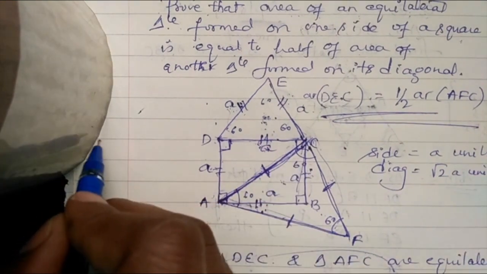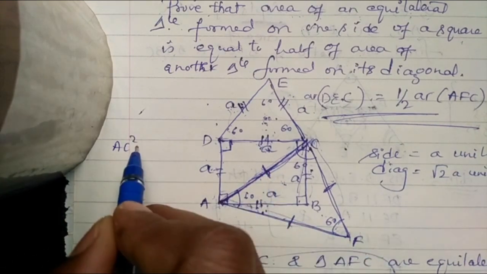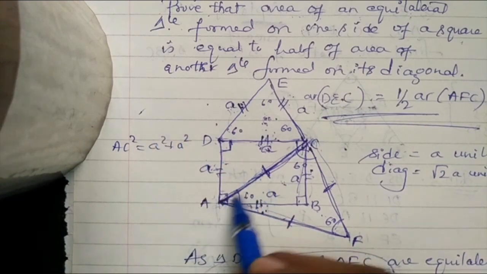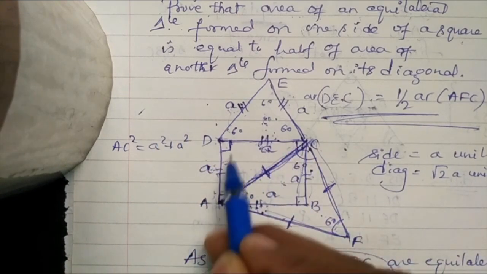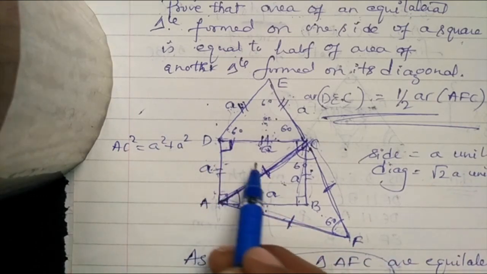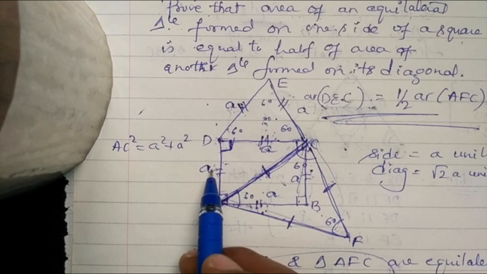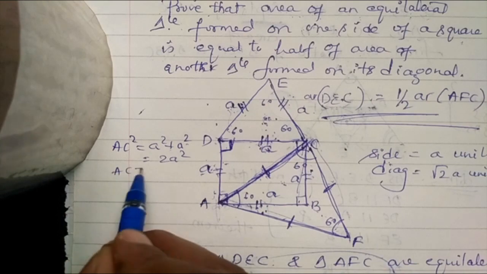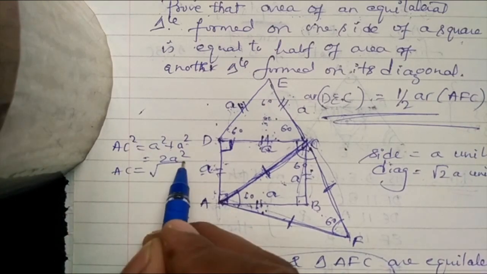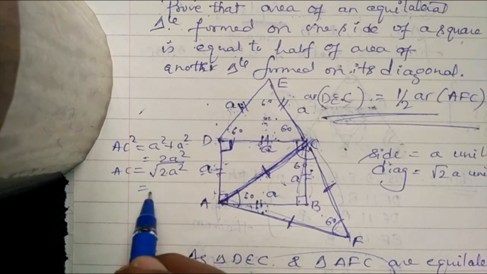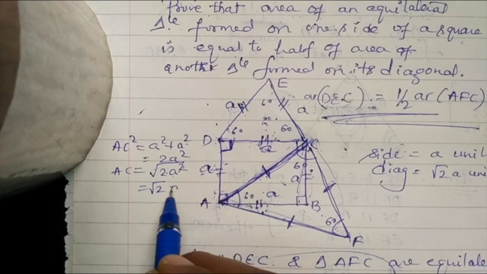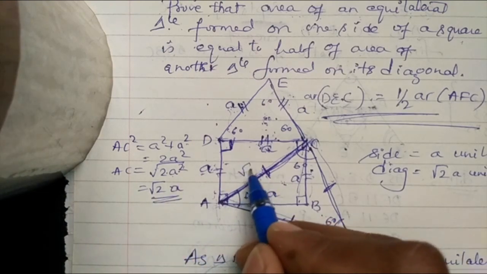The diagonal length is not given, so the square on the diagonal is equal to the sum of squares of the other two: A square plus A square. AC square is equal to DC square plus AD square. Here there is a 90 degree angle, so I am using Pythagoras theorem. AC square is equal to A square plus A square, which is 2A square. If you want only AC, take the square root, so AC is root 2 A. Finally, the length of AC is root 2 A.